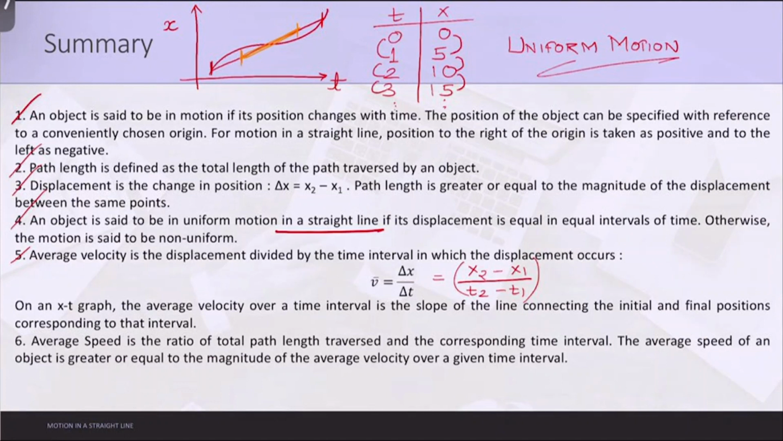So on an xt graph, the average velocity over a time interval is the slope of the line connecting the initial and the final positions corresponding to that interval. Right? Next thing is average speed. What is average speed? Average speed is the ratio of total path length traversed and the corresponding time interval. Average speed of an object is greater than or equal to the magnitude of average velocity over a given time.